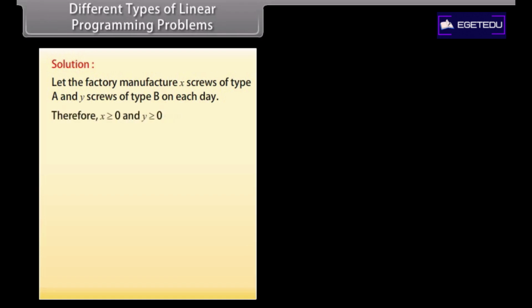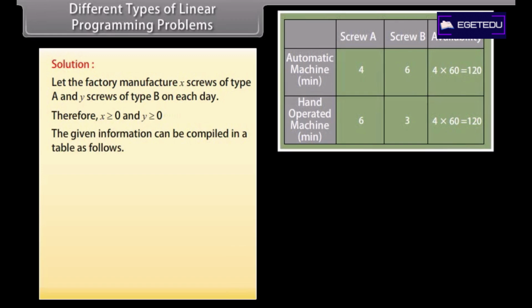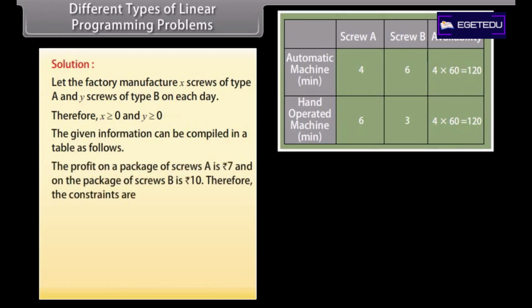Therefore, x is greater than or equal to 0 and y is greater than or equal to 0. The given information can be compiled in a table as follows. The profit on a package of screws A is rupees 7 and on a package of screws B is rupees 10. Therefore, the constraints are 4x + 6y ≤ 240.